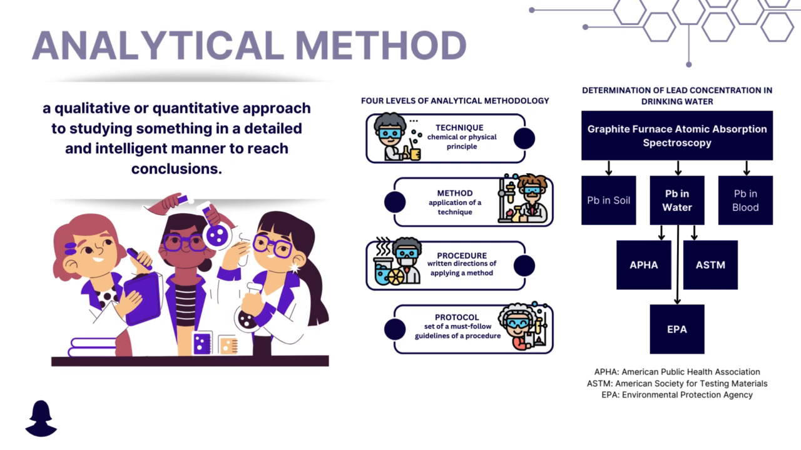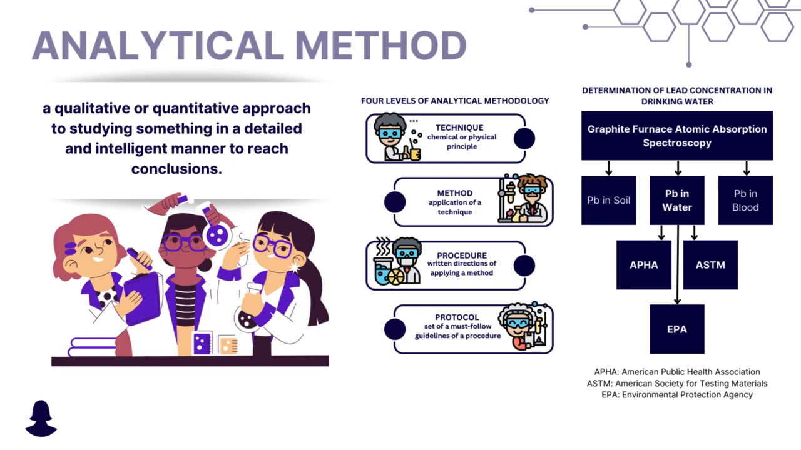Take this example of lead concentration determination in drinking water. In this case, the technique used is the graphite furnace atomic absorption spectroscopy. This technique uses the chemical principle of atomization and the physical principle of light absorption. The methods used for determining lead concentrations in soil, water, and blood samples differ.